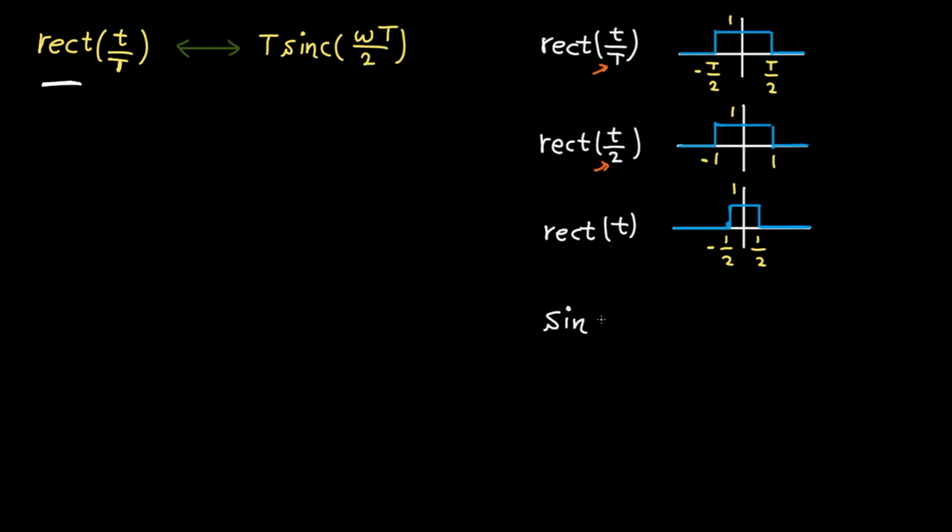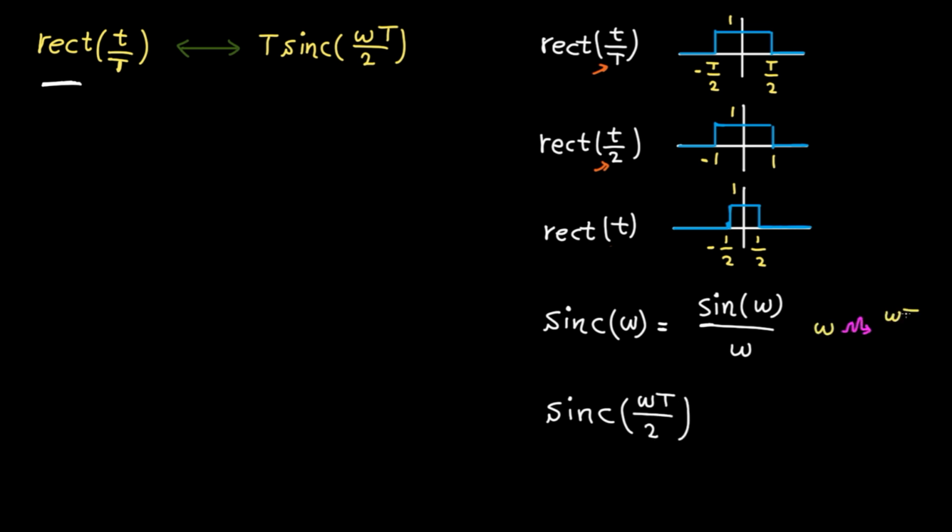Now let's look at the definition of the sinc function. Sinc omega is basically sine omega divided by omega. To find sinc of omega T over 2, we just need to replace omega by omega T over 2. Here we go. Okay, let's continue.